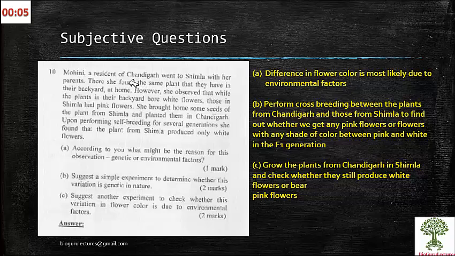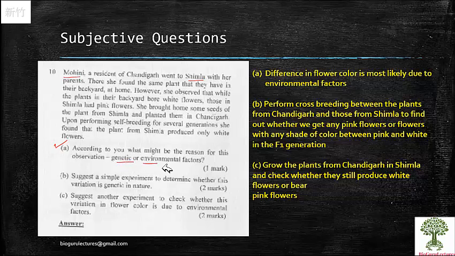For a brief understanding, I'll tell you there is a girl called Mohini. She went to Shimla from Chandigarh, and she was able to find a few similar plants but with different flowers. The same plants bear pink flowers in Shimla, whereas in Chandigarh the same plants bear white flowers. So she wants to get the pink flowers from Shimla and plant them in Chandigarh to obtain the pink version of the flowers. When she attempted that, she was not successful. So you have to read these questions and think what could be the reason.